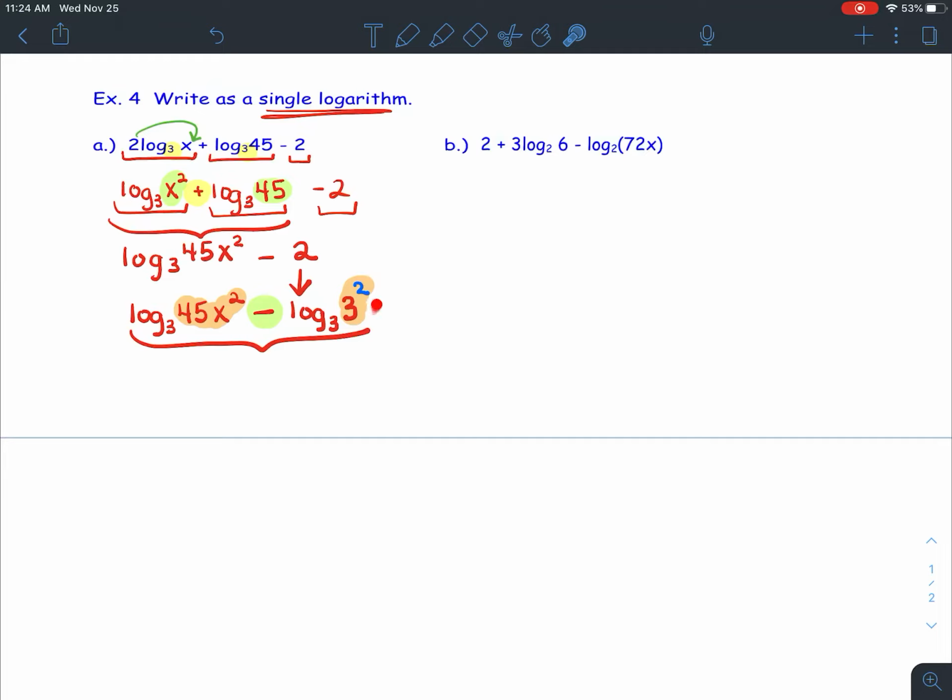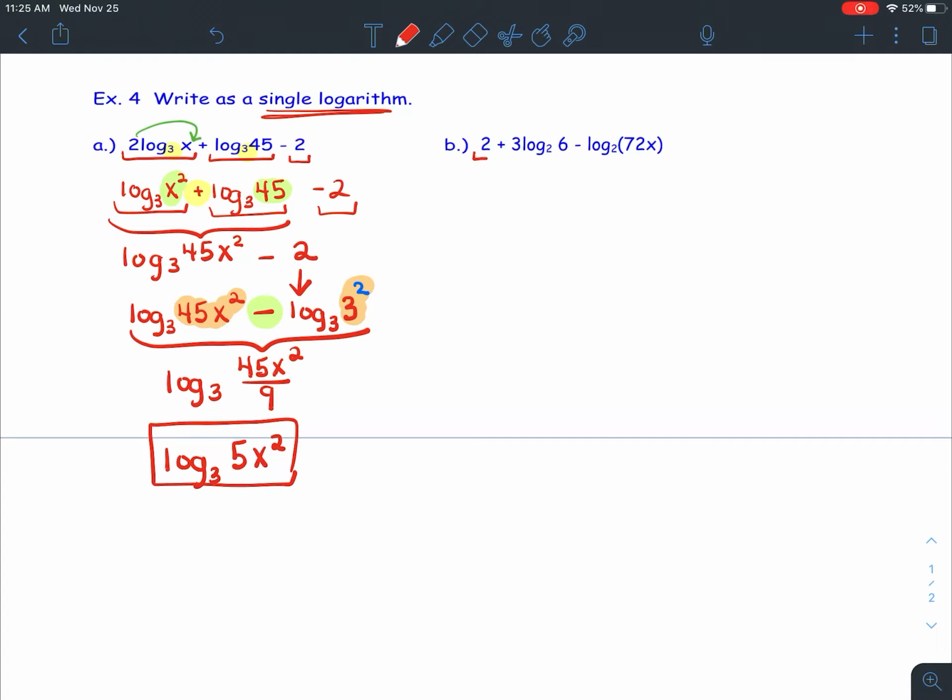Now I want you to think of this second argument technically as being the number 9. That's what the argument would be. So this is going to be log base 3 of 45x squared divided by 9. Of course, we know that 45 divided by 9 reduces to a 5, and then we have the x squared there. We're not solving for x. These are not equations. We don't need to plug things back in and make sure our arguments are positive.